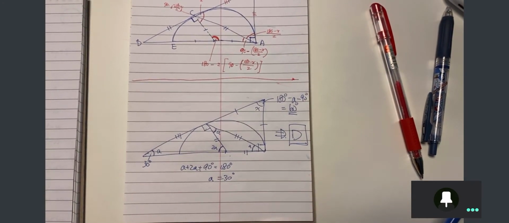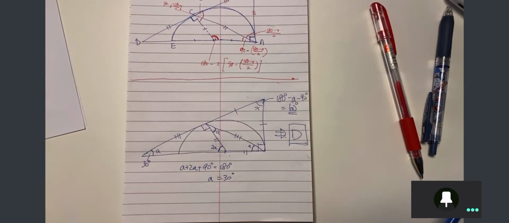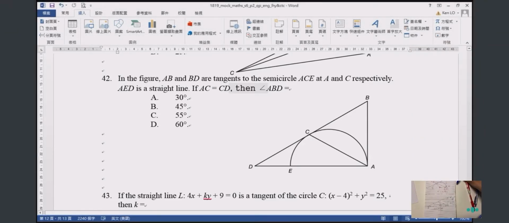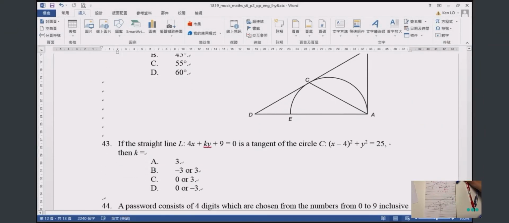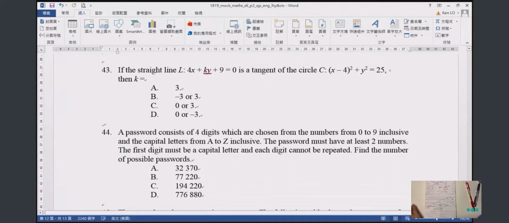Okay, and then let's go to number 43. Number 43 needs lots of calculation because you need to do your substitution and simultaneous equation by substitution. Okay, let's have a quick figure about the question.